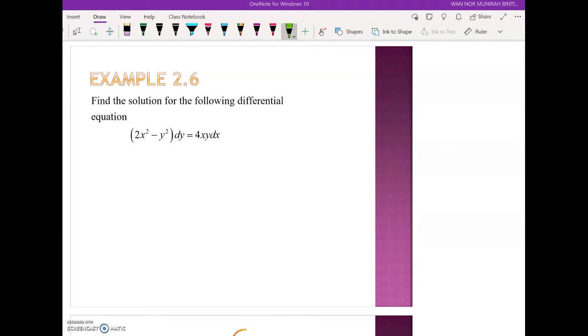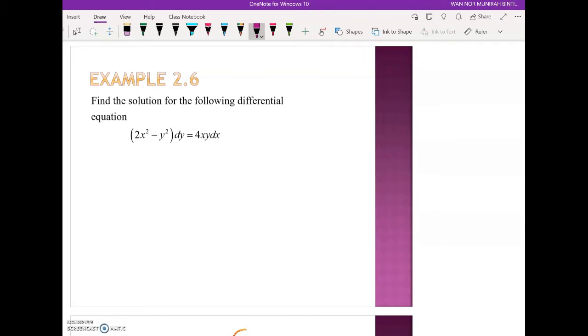Hi, so this is our second example of homogeneous equation. So let's try to do this one. Find the solution for the following differential equation. First of all, we try to identify the type of equation. I believe that we cannot simply separate the variables easily. So we go to the next one, which is linear.